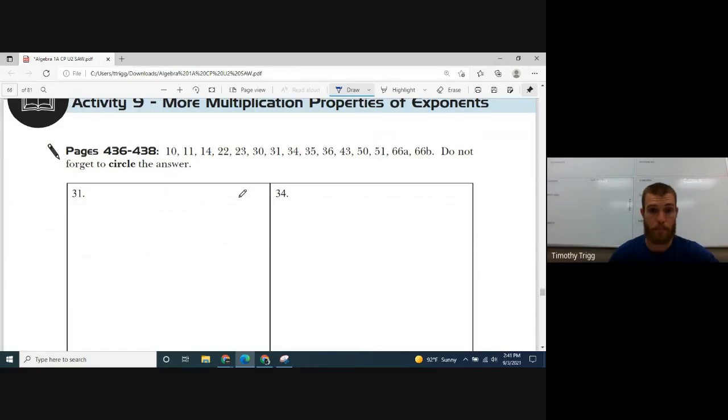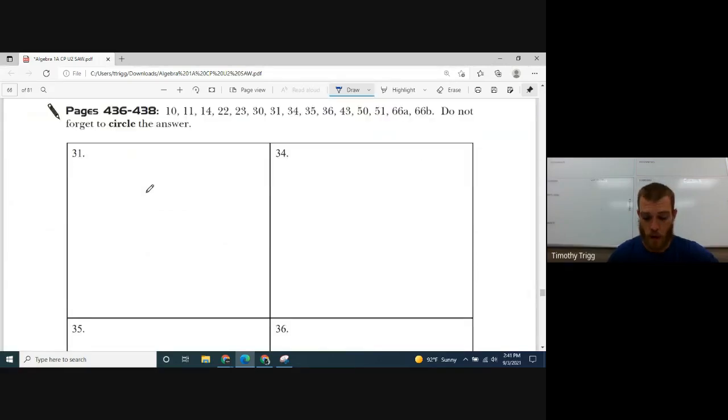Question 31. So 31 says all kinds of stuff. So we have 4j squared k to the 6th times 2j to the 11th. This thing is to the power of 3, and then we have k to the 5th. So the first thing I want to look at is this parentheses here. So I'm going to go ahead and work out what that is.